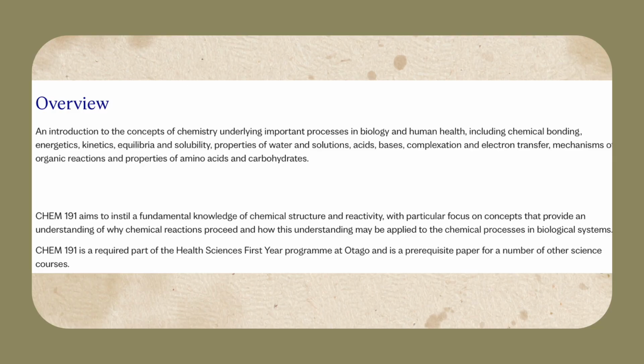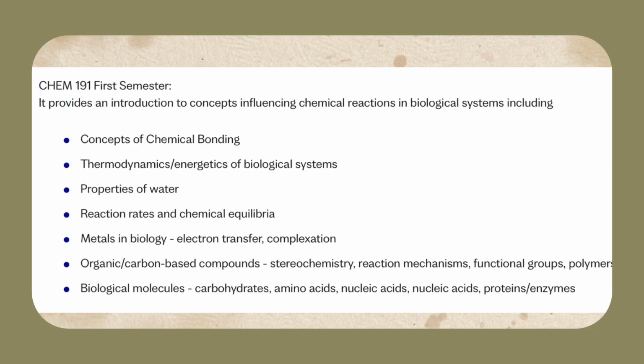It is kind of just a little bit of a repetition from high school chemistry with a few new objectives. In the first semester, it provides an introduction to concepts influencing chemical reactions in biological systems, which include the concepts of chemical bonding. This is something that you would have learned in level 2 and level 3 chemistry at high school. Thermodynamics, the energetics of biological systems.